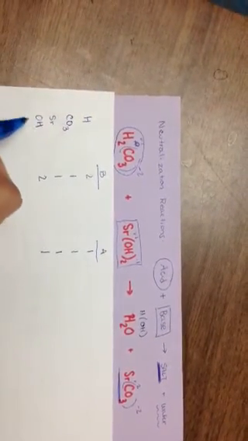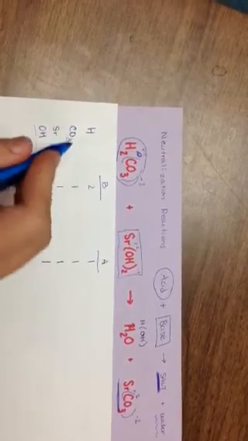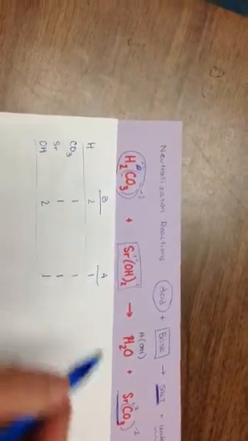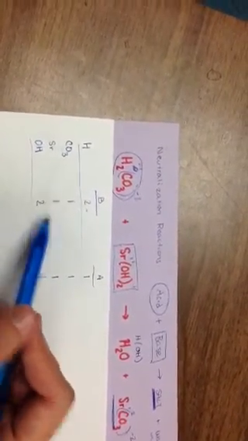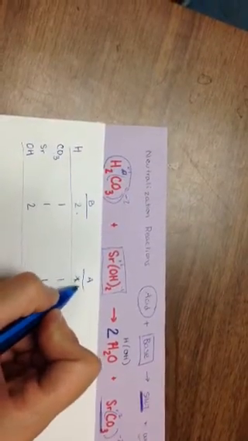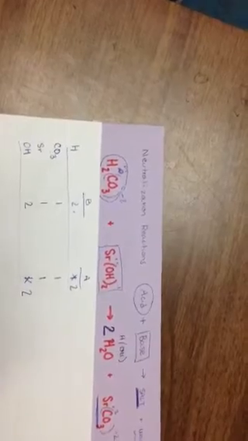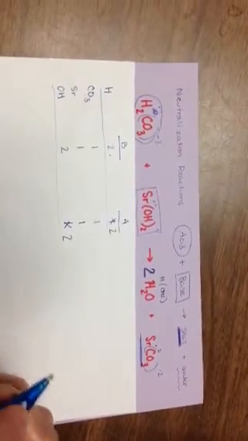What's out of balance here? The only thing that's out of balance is my OH and my H. And it looks like I've got twice as many before as I do after. That one's actually pretty simple, so all I have to do is add a coefficient of 2 in front of my waters. So now I have 2 H's and 2 OHs. And my equation is balanced, just like that. Let's move on to another one.